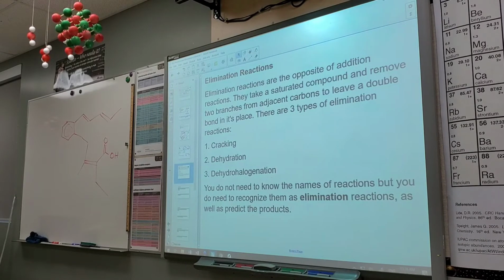In an elimination reaction, I don't have any more fancy way of saying this, but basically, you're taking a molecule and you're eliminating part of it.